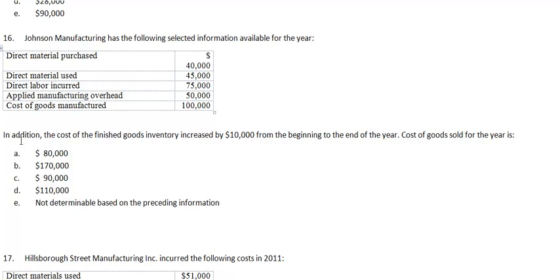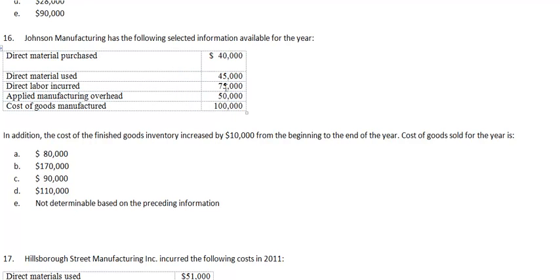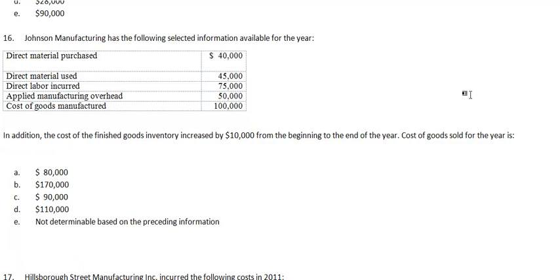16 gives you information: direct materials purchased, direct materials used, labor, manufacturing overhead, cost of goods manufactured. It says, in addition, cost of finished goods inventory increased by $10,000 from the beginning to the end. What is your cost of goods sold? Okay, so if we look at our inventory cost flow, if you look at your equations, you're going to see that cost of goods sold is in the finished goods account. So we know that in finished goods, we have a beginning balance.